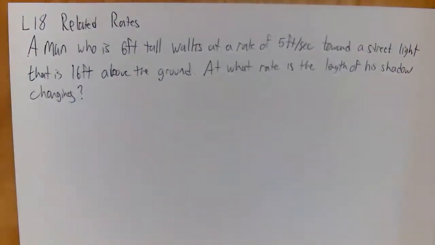If you want to see an example where you talk about the rate at which the tip of the shadow is moving, I would go look at the video made by Dr. Knudsen where he goes over that. All right, so here's the setup again. A man who is 6 feet tall walks at a rate of 5 feet per second towards a street light that is 16 feet above the ground. At what rate is the length of his shadow changing?